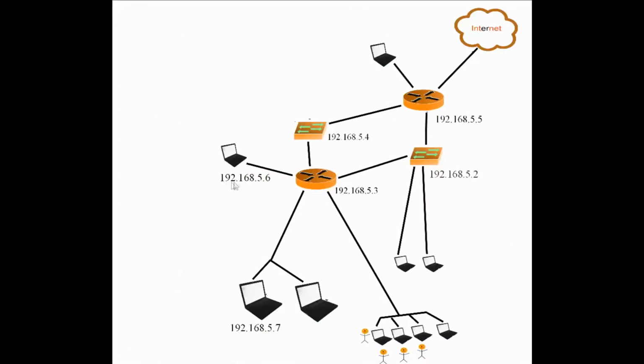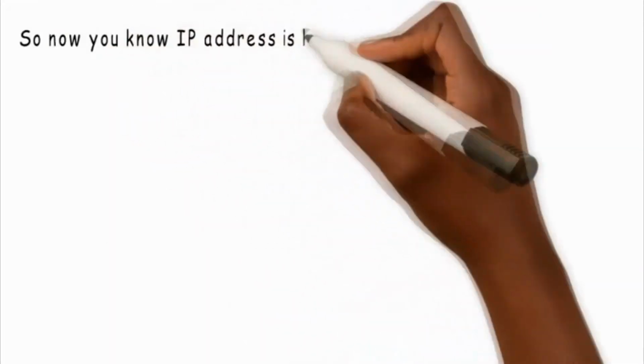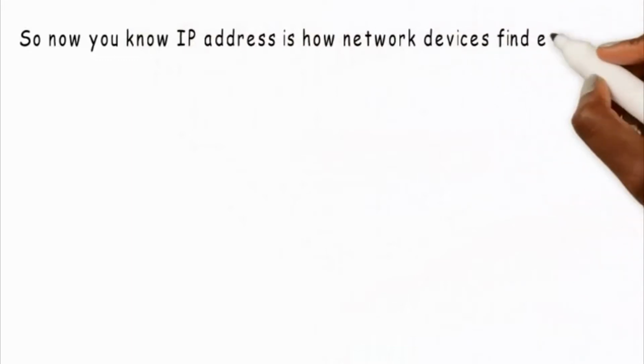This laptop here, its IP address is 192.168.5.6. Now let's say we want to get on the internet. Well, first, you're going to go to the router at 192.168.5.3, and then you're going to go to the switch at 192.168.5.4, or you can go to the .2, and then to the router at 192.168.5.5, and from there we can get on the internet, right? Okay, so now you know IP addresses is how network devices find each other.